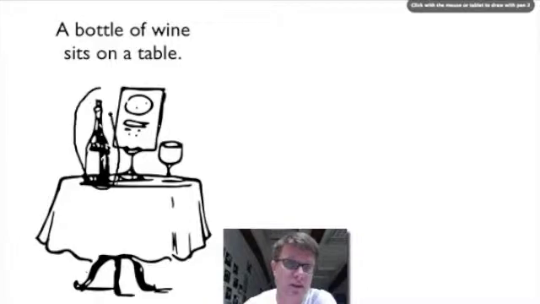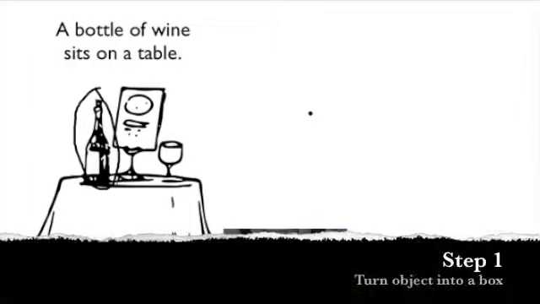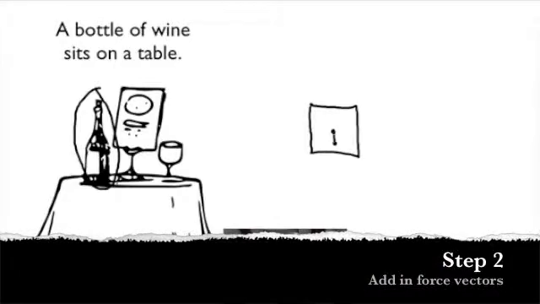Now let's look at a different example from Mr. Anderson. As you can see, there's a bottle of wine that's just on a table. So if we want to draw a free body diagram, we have to first convert that wine into a simple box. After that, we add in the force vector.